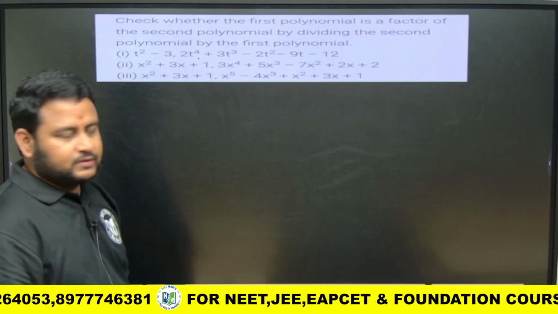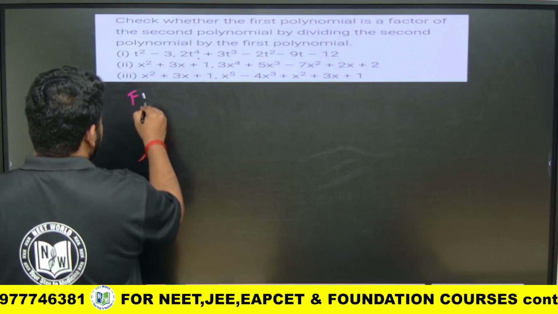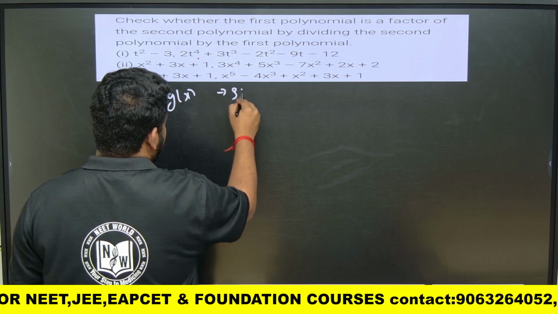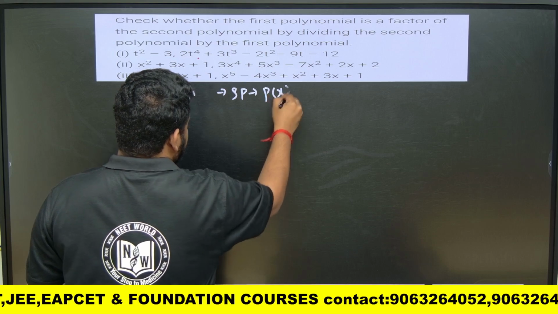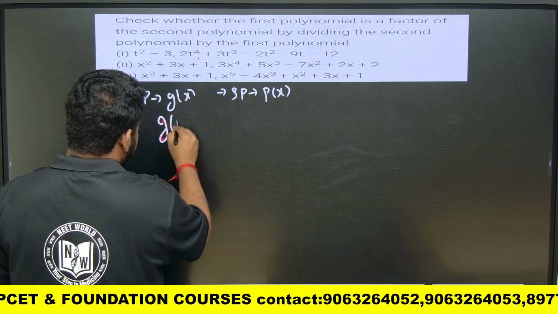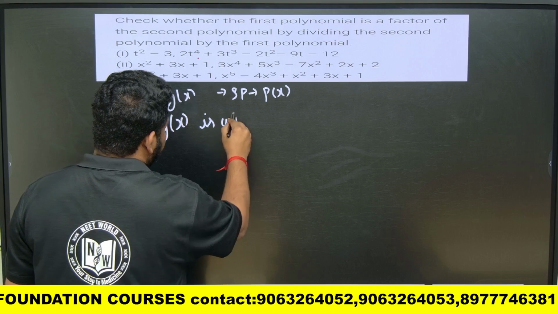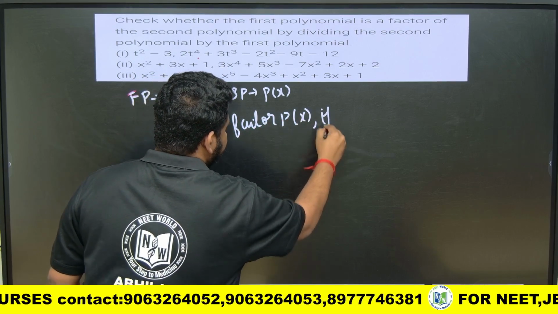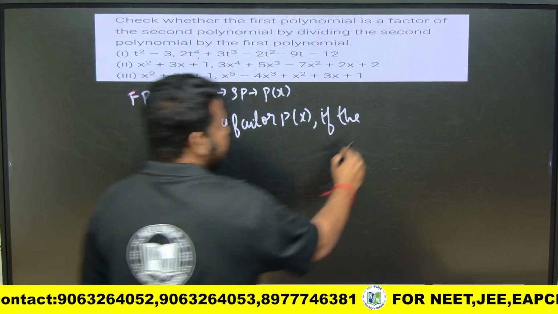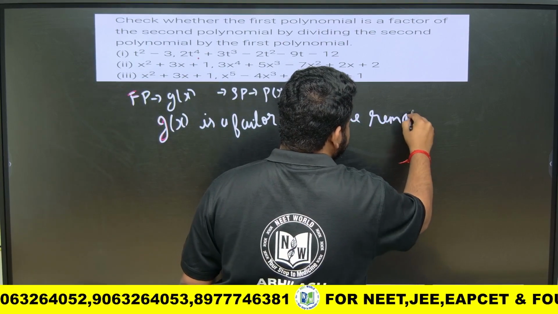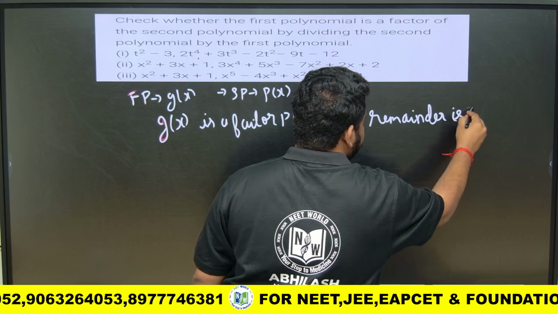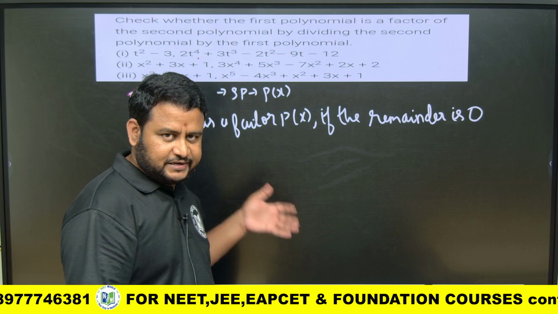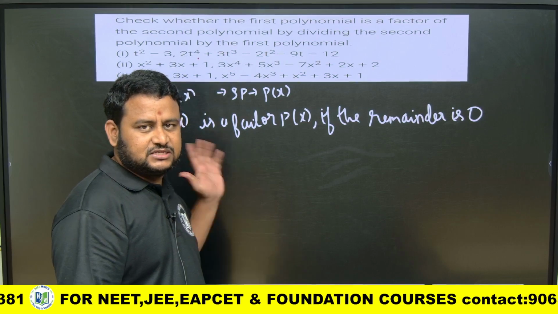I told you, let the first polynomial be the first polynomial, and I will write it as fp. The first polynomial will be g of x and the second polynomial will be p of x. g of x is a factor of p of x only if the remainder is 0. We have to get the remainder as 0. In the previous question we never got remainder 0. But in the initial stage, when I taught about polynomials, I told you that if the remainder comes as 0, then g of x is a factor of p of x.